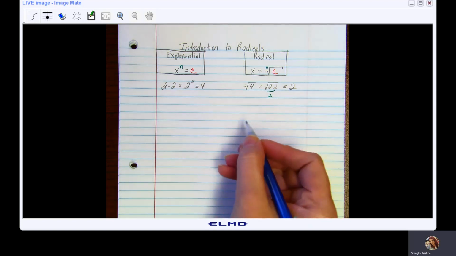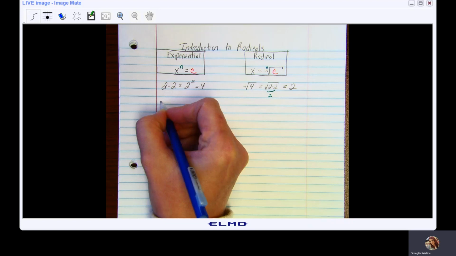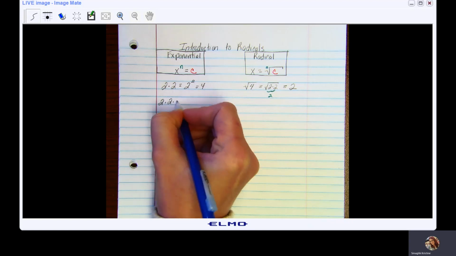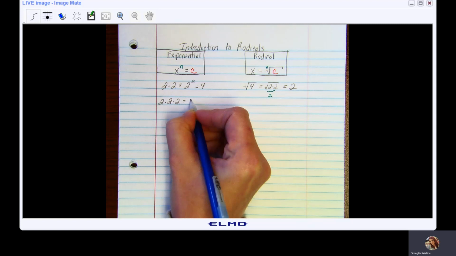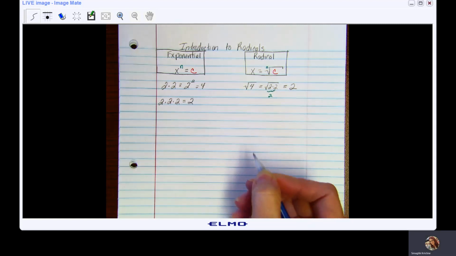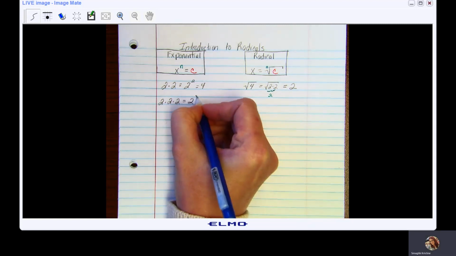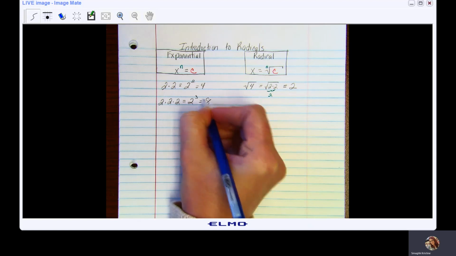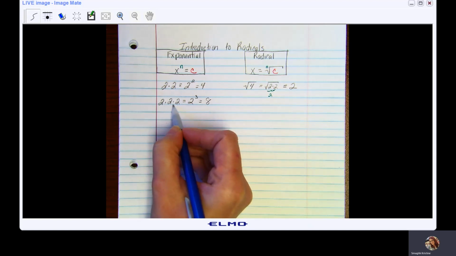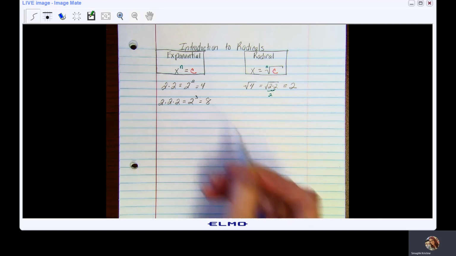So now let's kick it up another notch. Let's go 2 times 2 times 2. Okay, so that's the same base. We've multiplied it by itself 3 times, so my exponent is 3. And we know that equals 8. 2 to the third power is 8. 2 times 2 is 4 times 2 is 8.